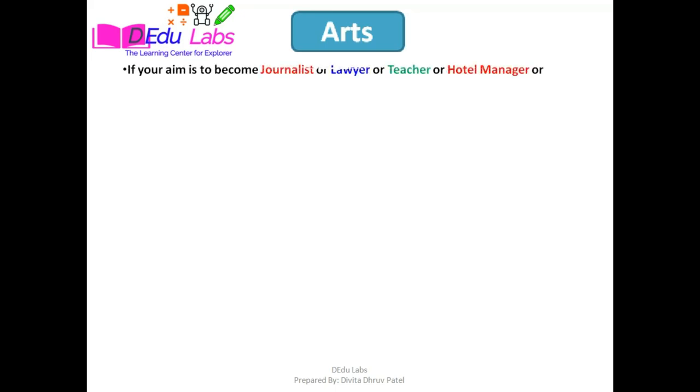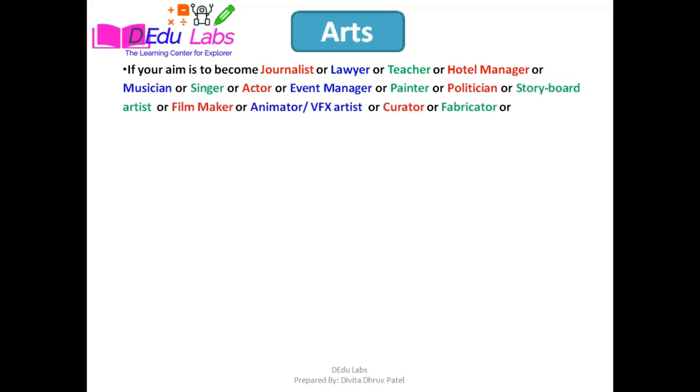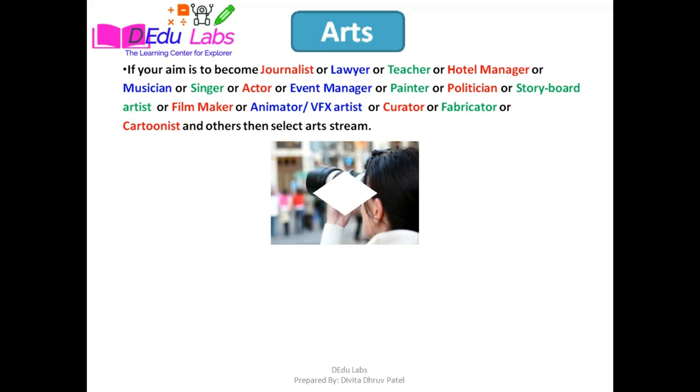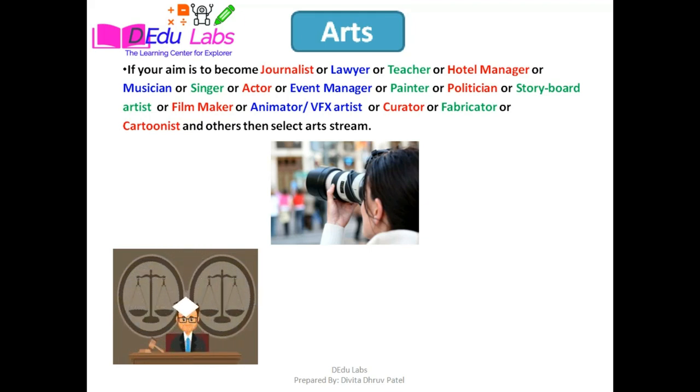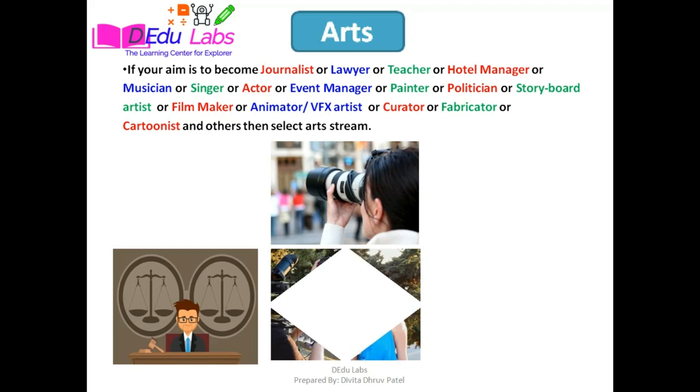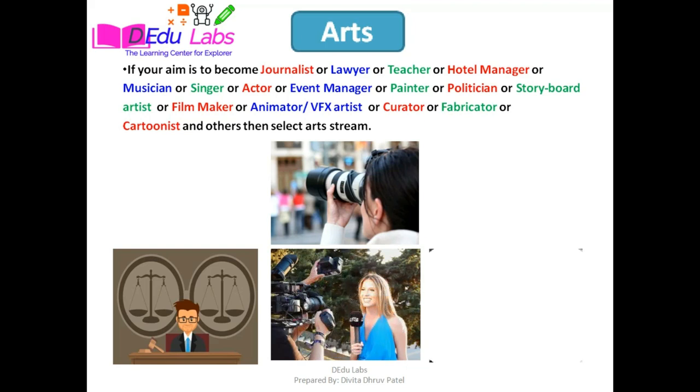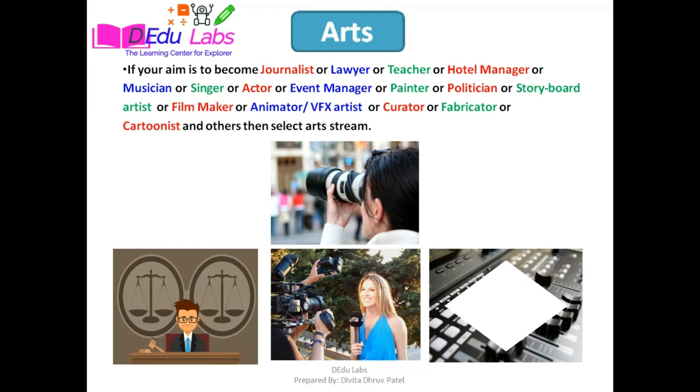Now let's discuss the arts stream. If your aim is to become a journalist, lawyer, teacher, hotel manager, musician, singer, actor, event manager, painter, politician, storyboard artist, filmmaker, animator, VFX artist, curator, fabricator, cartoonist, and others, then select the arts stream. Now we will discuss the admission process, subject list, and career courses of this stream.